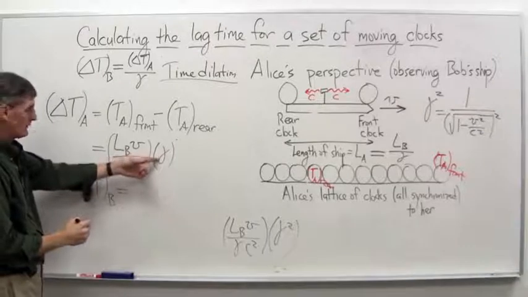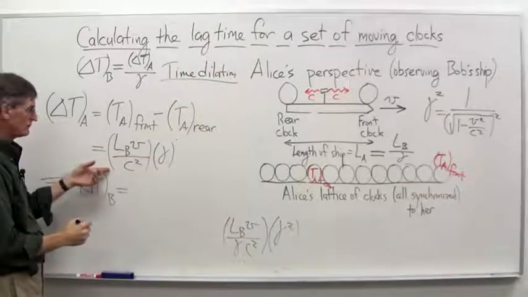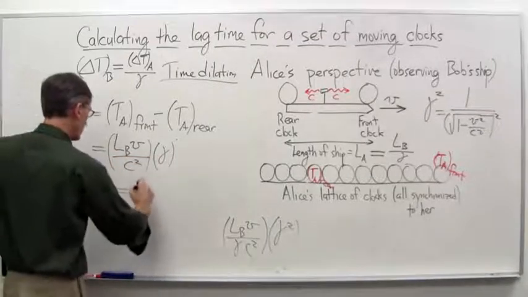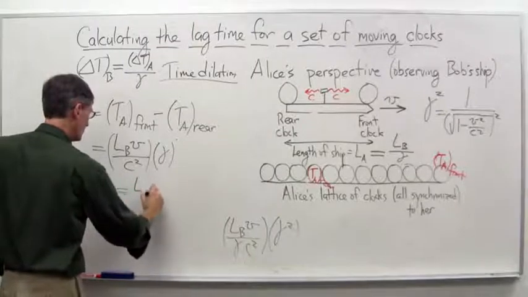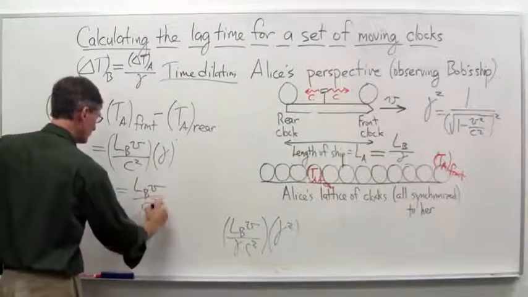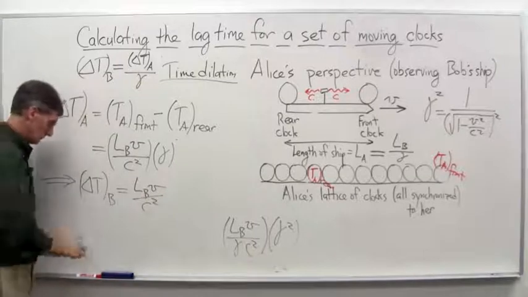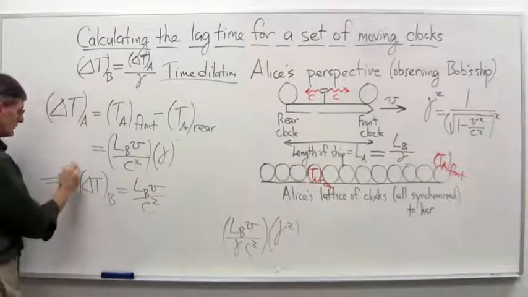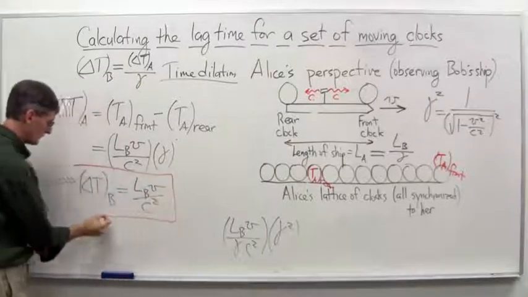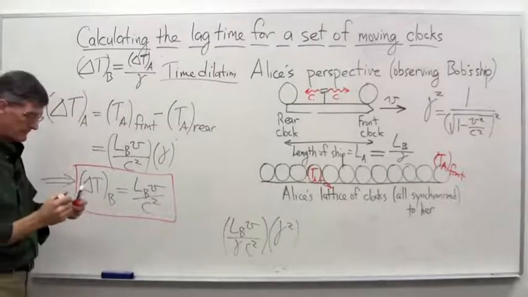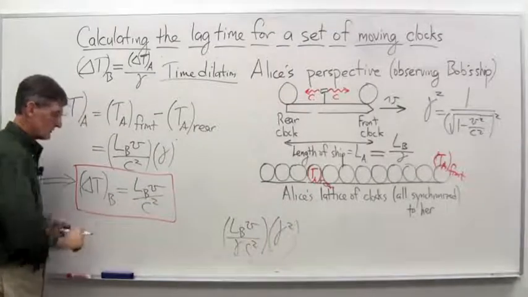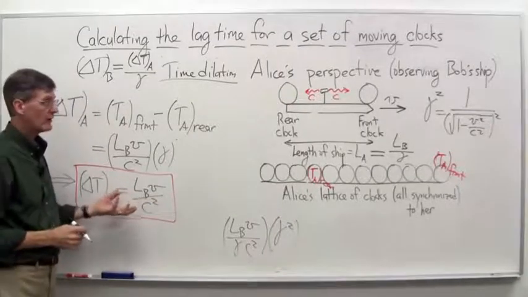And note we have a gamma here. When we divide by gamma, we'll lose the gamma. And so we get L_B v over c squared. And this is actually what we are looking for after all that. Okay? So again, let's review just what we found here.